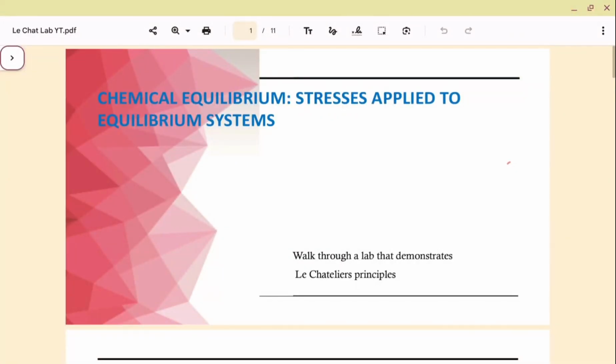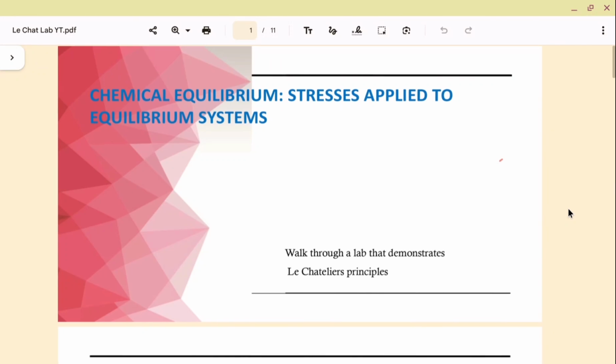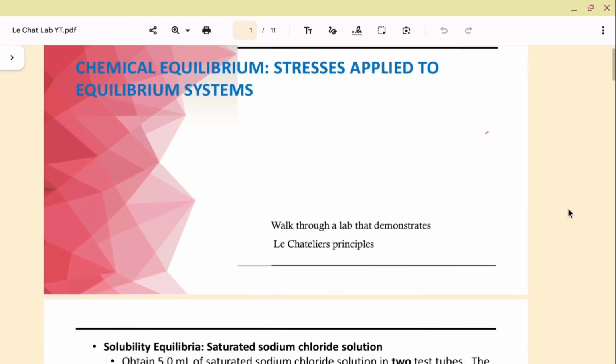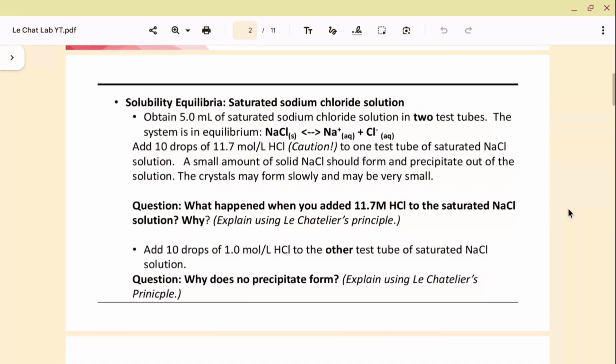All right, hi. Here's a lab I did with my class today. Yesterday we learned Le Chatelier's principles and the stresses we can apply to equilibrium systems. Today we took a look in the lab at what that stress looks like.